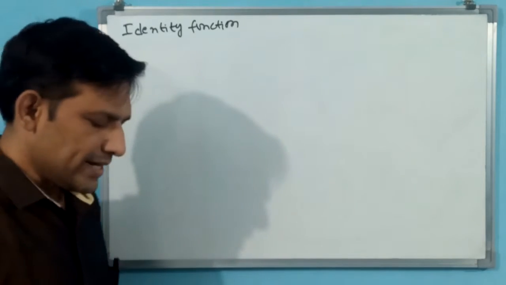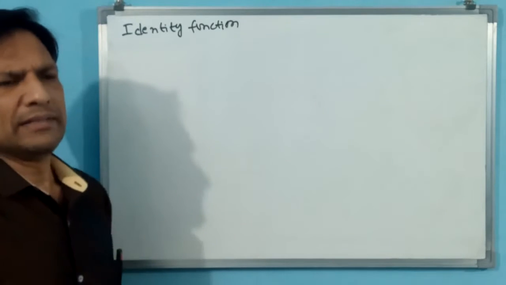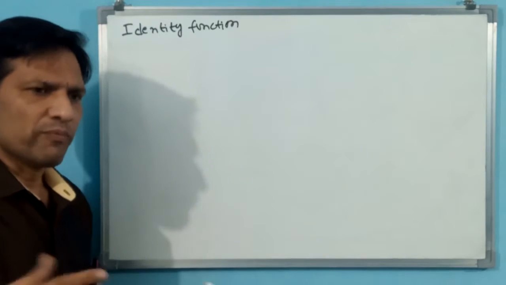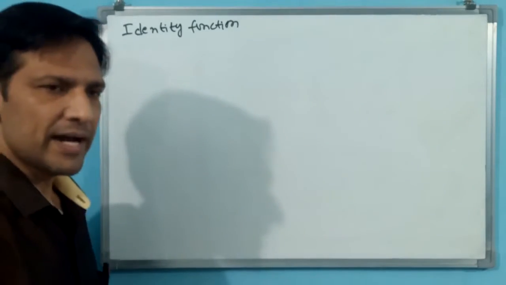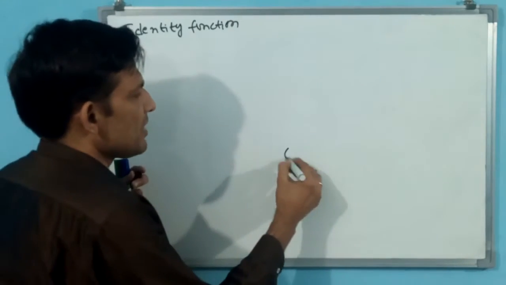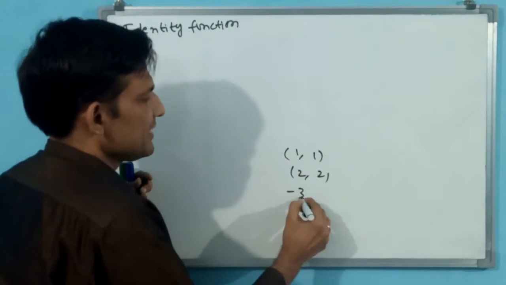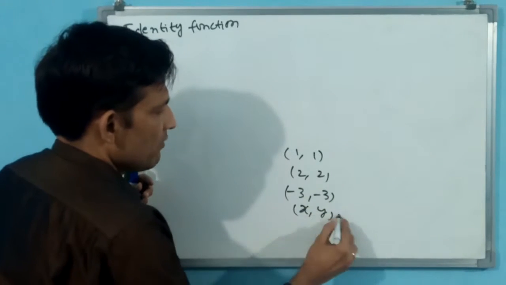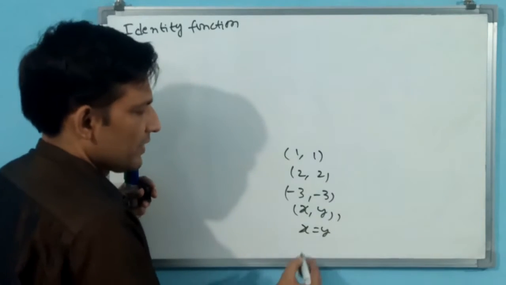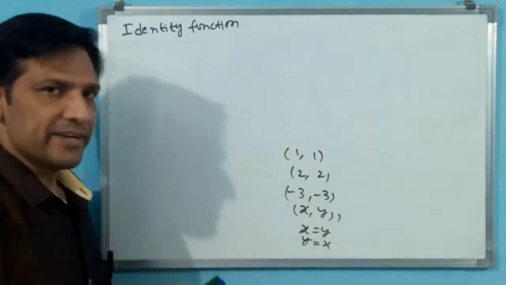Okay, let us see identity function. What is identity function? Identity function is y is equal to x or x is equal to y. Both x and y values are equal, that is going to be called as identity function. Identity function will be like this. See, 1 or 1, 2 or 2, minus 3 or minus 3. Here x is equal to y or y is equal to x. This is called identity function.